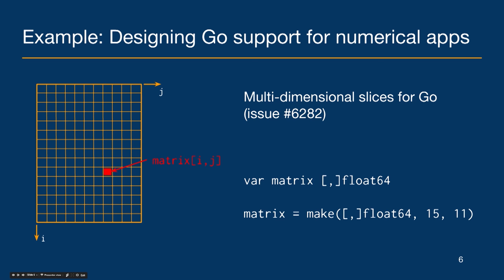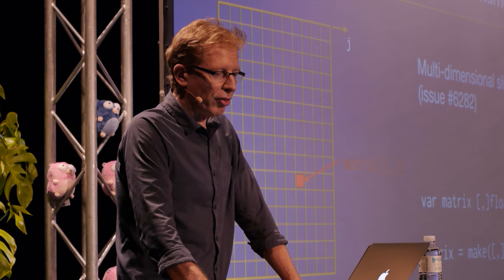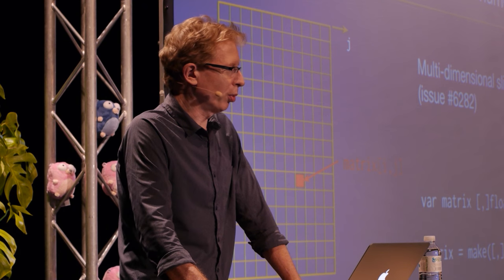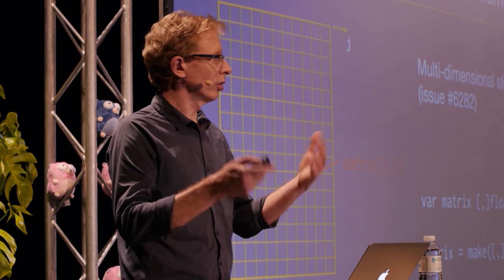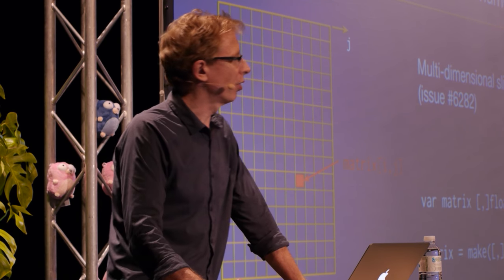So let's shift gears a little bit and look at a specific example of language design, and specifically in this case, designing language support for Go for numerical applications. As some of you may know, there's actually a concrete proposal submitted, and it's been out there for many years. It's asking for multidimensional slice support in Go, or some form of support for matrices, things like that.